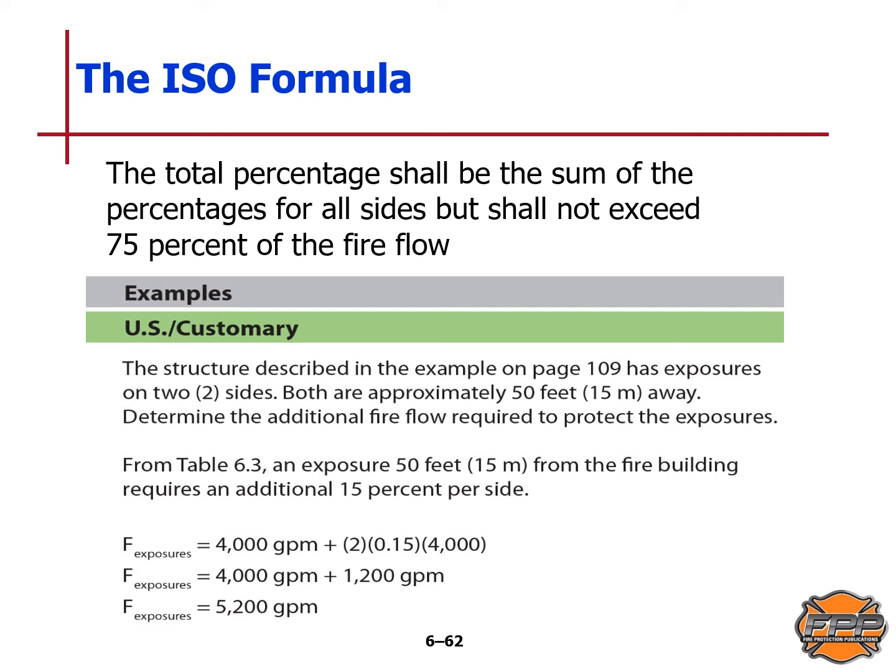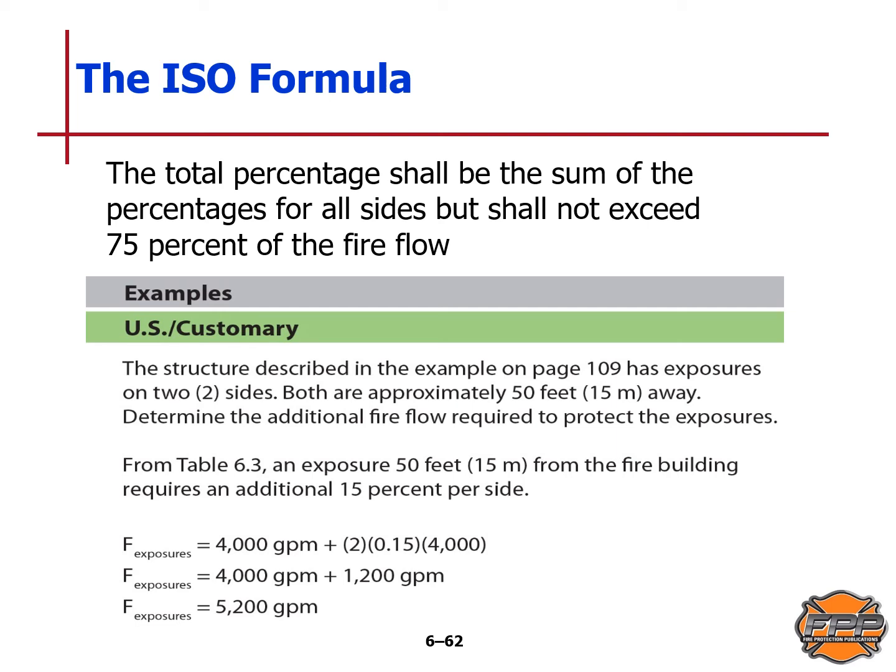So let's do an example based on the basic formula we got before, plus percentages up and down. So the total percentage shall be, in this example, the sum of percentages for all sides, but shall not exceed 75% of the fire flow. Well, that's the basic rule. So in our example here, the structure described in the example on page 109 that we covered has exposures on 2 sides. Both are approximately 50 feet away or 15 meters away. So determine the additional fire flow required to protect the exposures.